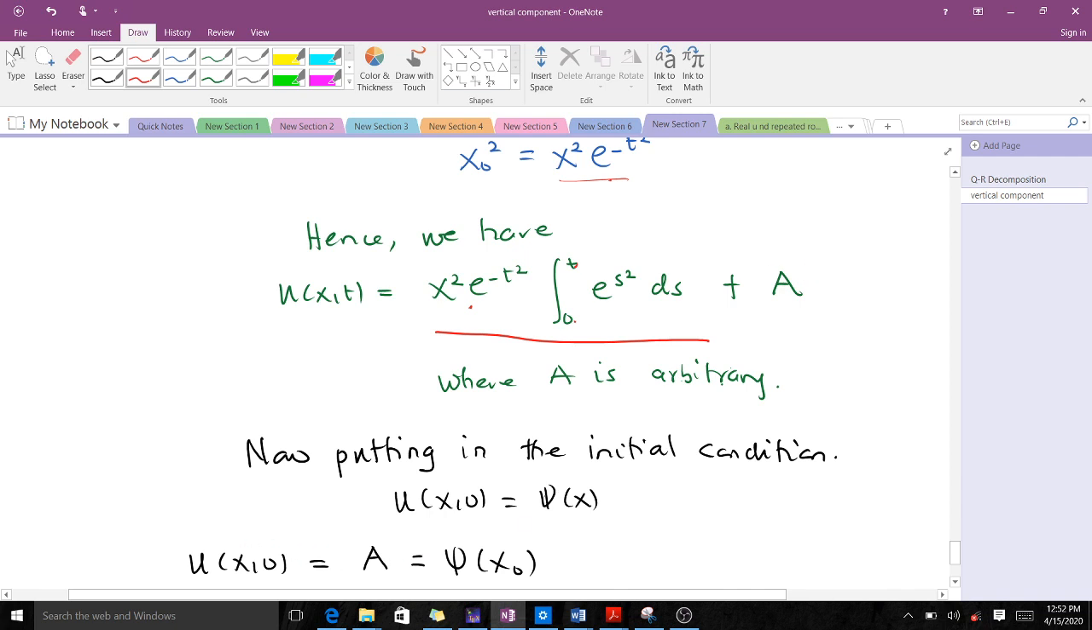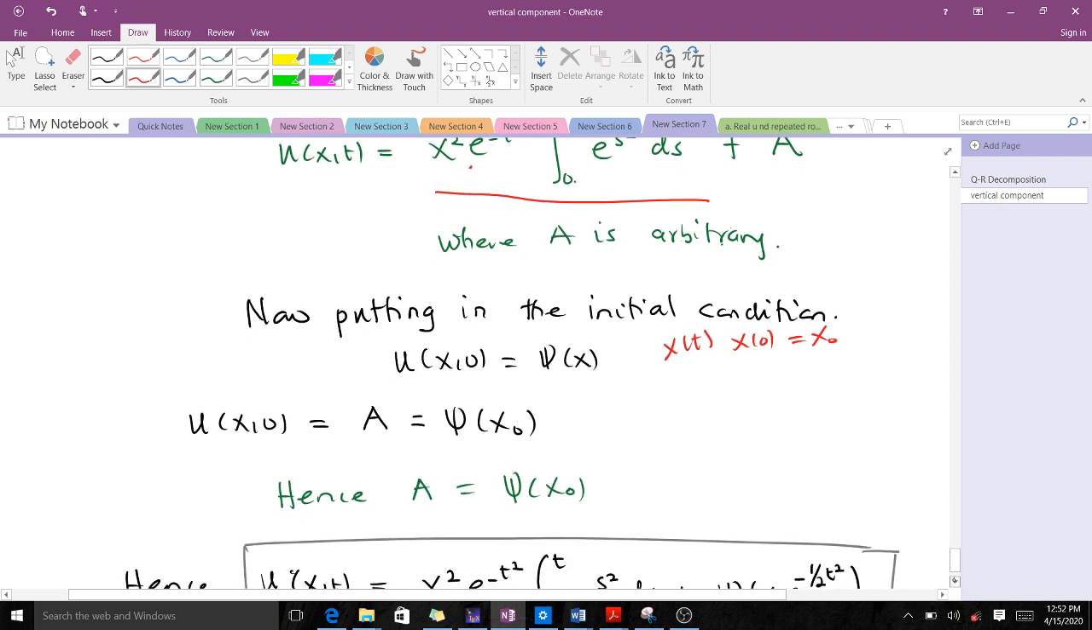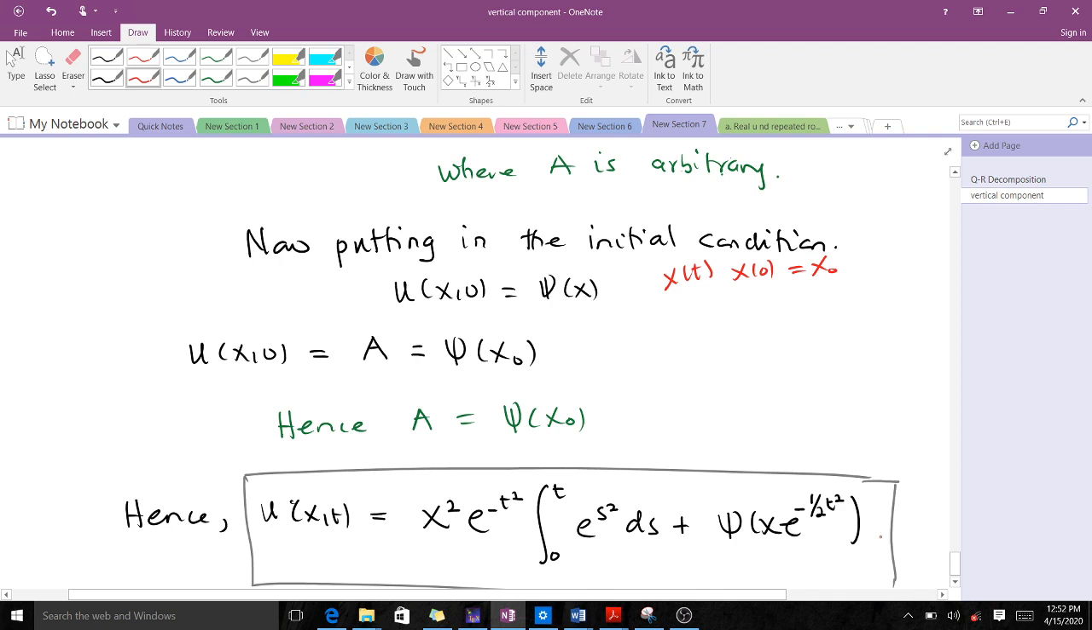My initial condition was phi of x, and remember x is a function of t, so it will be x of 0, which is the same as x naught. So that's why we have phi of x naught here. So hence a is equal to phi of x naught. But remember from solving our second characteristic equation that our x naught was equal to x e^(-t²/2). So realize that when you put it through, then this becomes our a. So when you put our a through, we get a particular solution for our transport equation as this.